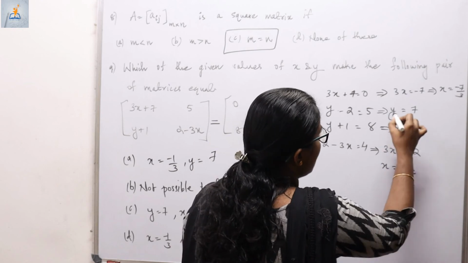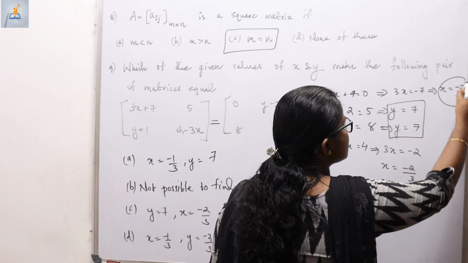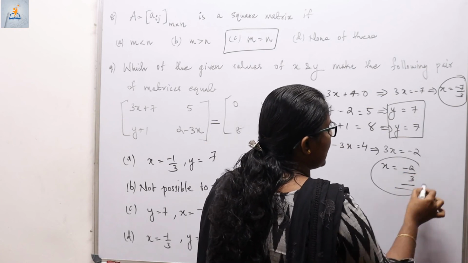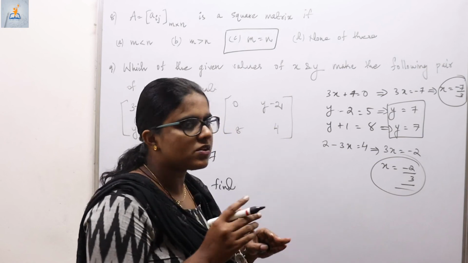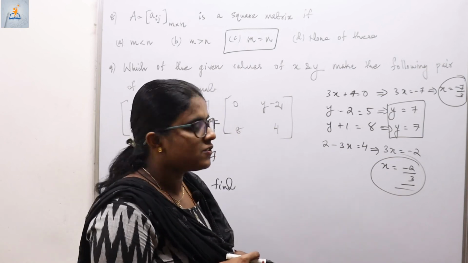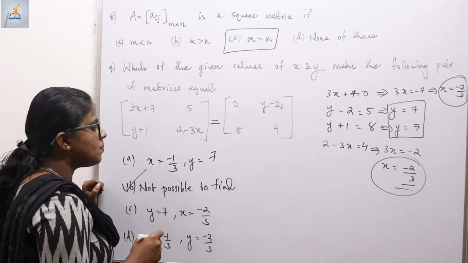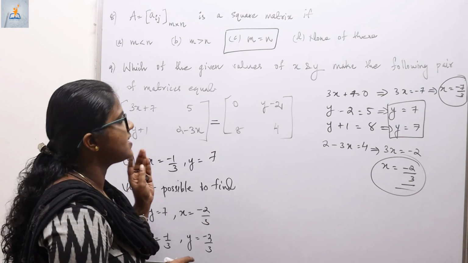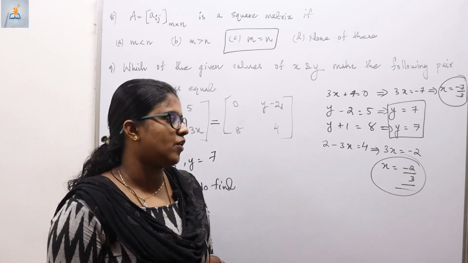So we got the value of y as 7, but we got the value of x as negative 7 by 3 and x is equal to negative 2 by 3. So it is not possible to get two different values of x. So we must choose the option B, not possible to find, as the answer of this question, since we got two different answers for x.